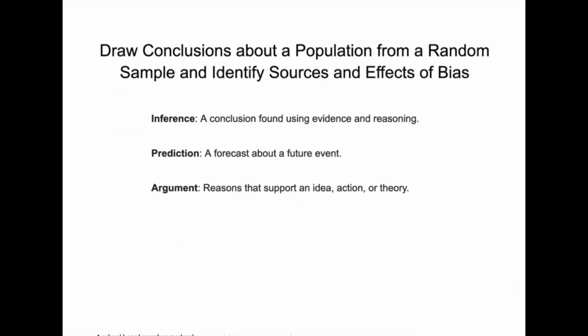In this video, we're going to draw conclusions about a population from a random sample and identify sources and effects of biases. First, let's talk about what an inference is. This is a conclusion found by using evidence and reasoning from a sample. Then we can make a prediction. A prediction is a forecast about a future event. And then finally, we can have an argument. An argument is reasons that support the idea, action, or theory.